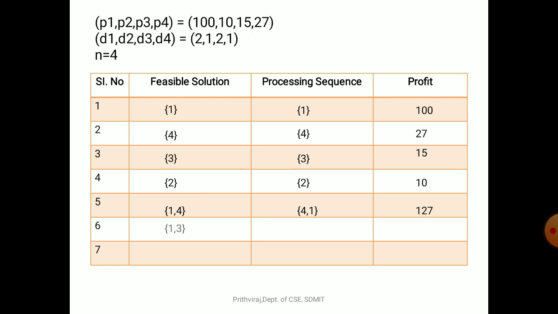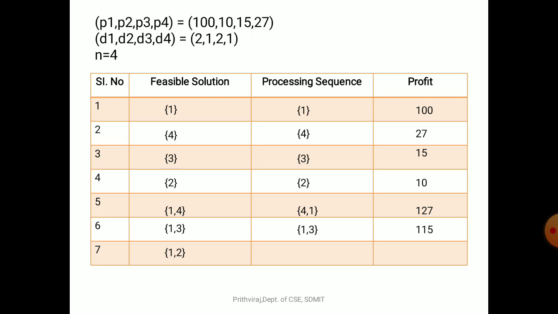We will consider one more, 1, 3. Which processing sequence, which order are you going to follow? For both 1 and 3, the deadlines are 2 and 2. So either you can follow 1, 3 or 3, 1. That doesn't matter, both are the same. I'll take it as 1, 3 itself, and the profit will be 100 plus 15, so I will get 115.